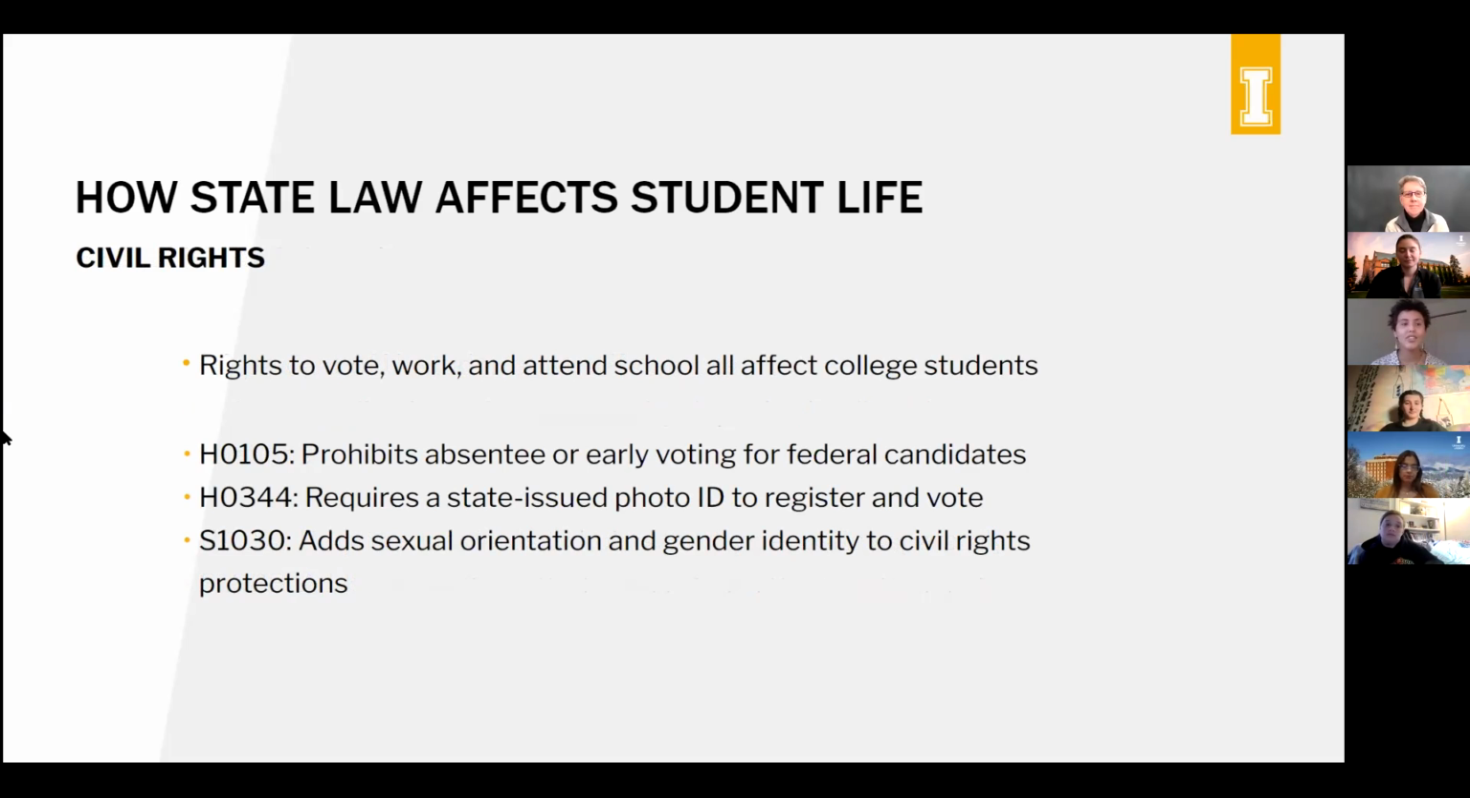And finally, overall civil rights is something that affects not only students in Idaho, but also just every single resident in the state of Idaho. These include things like rights to vote, work, attend school without discrimination. These all affect college students especially. So House Bill 105, this would prohibit absentee or early voting for federal candidates for everybody except those that have a physical inability to vote or those who are serving in the military overseas.